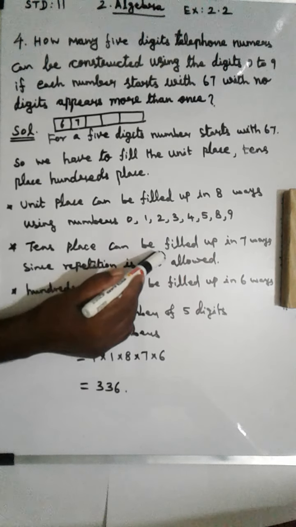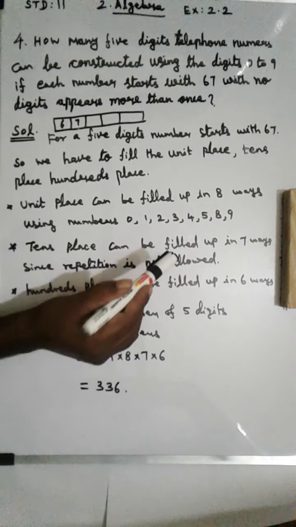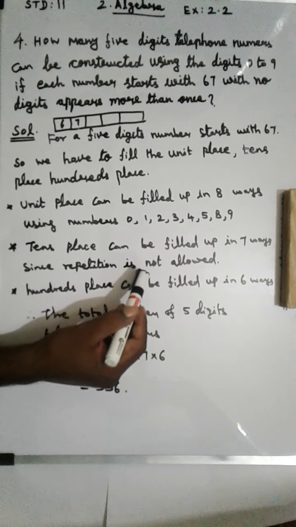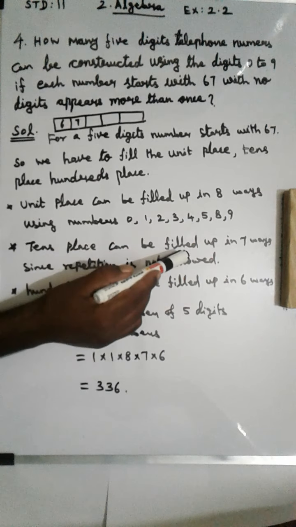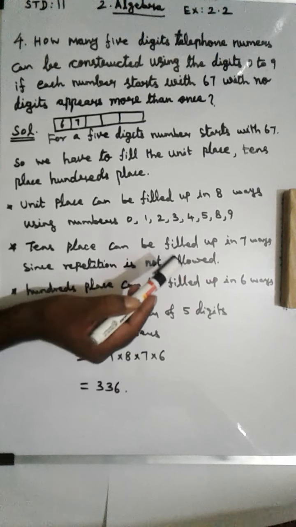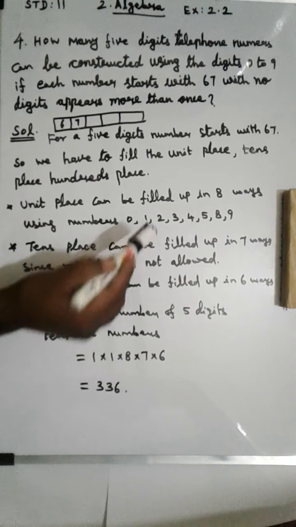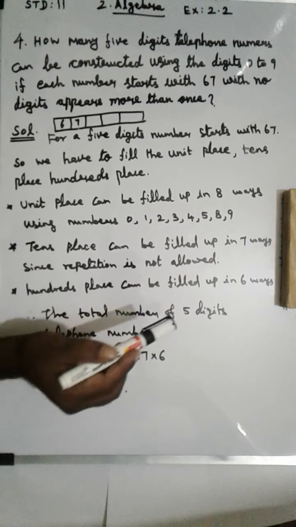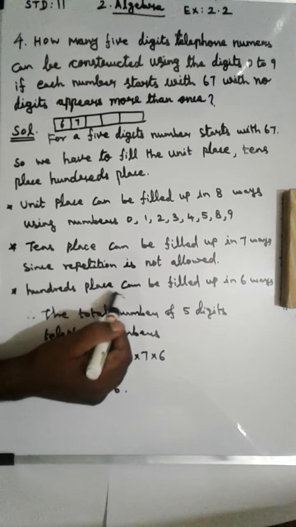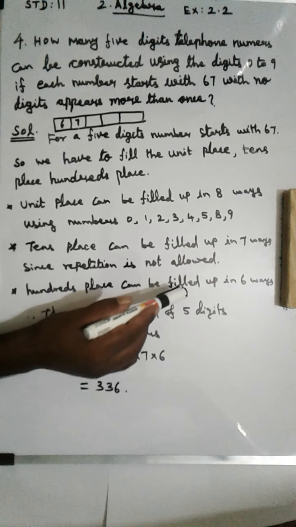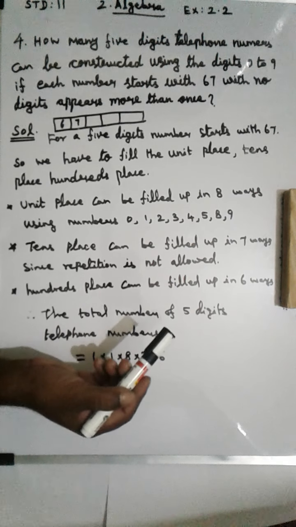The tens place can be filled in 7 ways. Why? There are only 7 numbers here. So 7 ways, since repetition is not allowed. A repeated number is not allowed here. So of these 7 numbers, any one number we take for the tens place. The remaining is 6 numbers only, so the hundreds place can be filled in 6 ways only. There are 6 numbers only, so 6 ways.